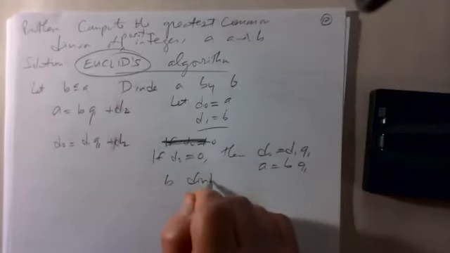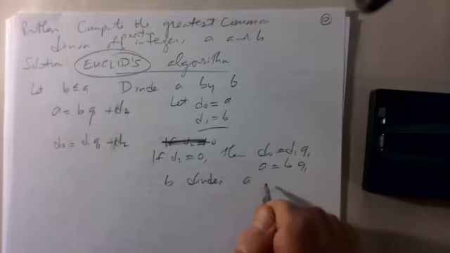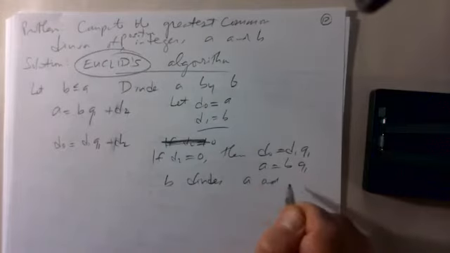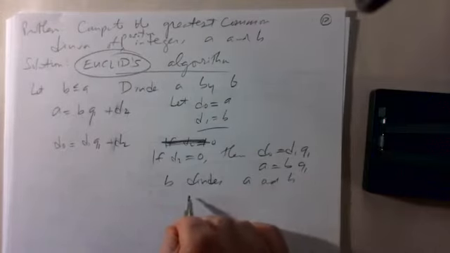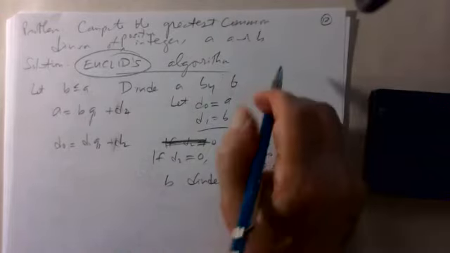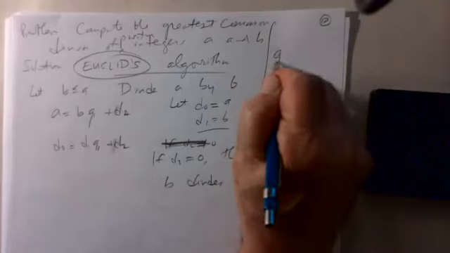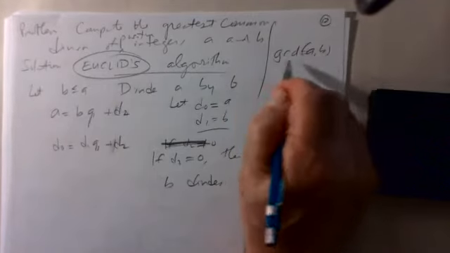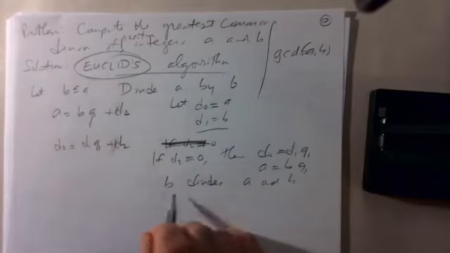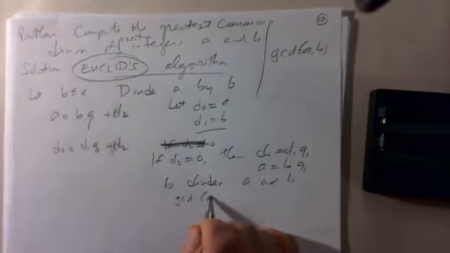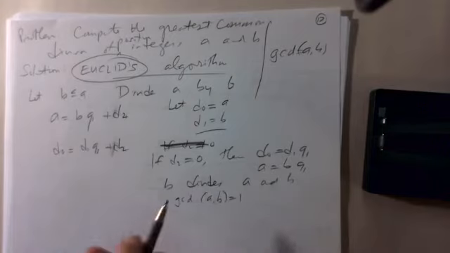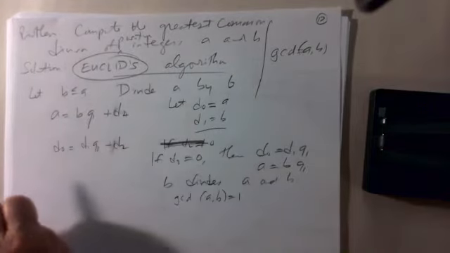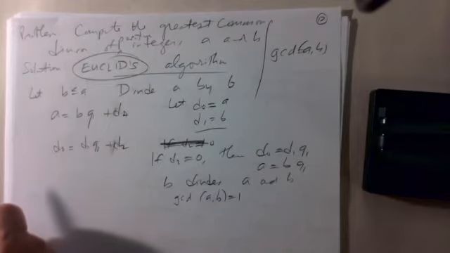B divides A, and B certainly divides B. And so the GCD of A and B, the greatest common divisor of A and B, is B, right? I mean, if this is 0, B divides A and B divides itself, then nothing bigger than B can divide B.